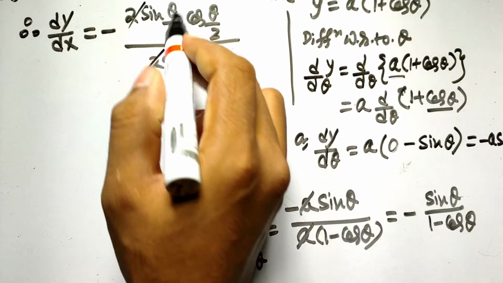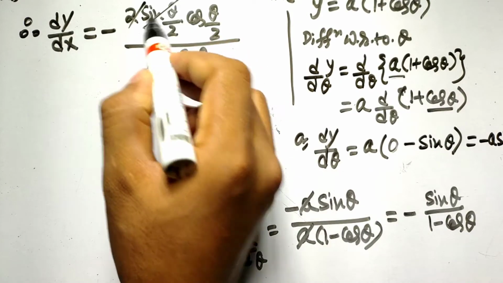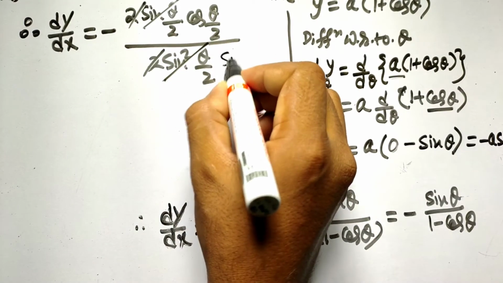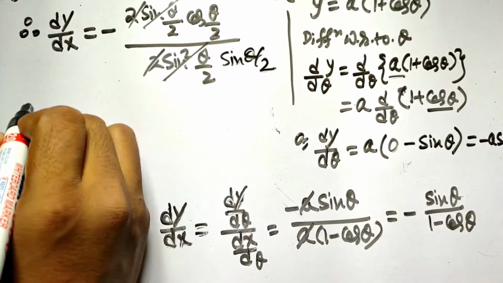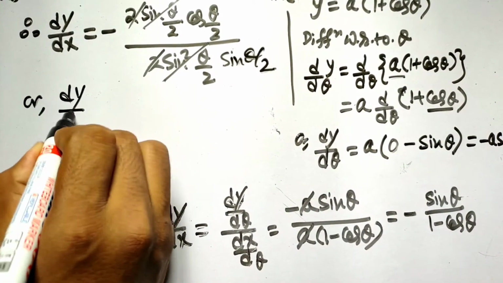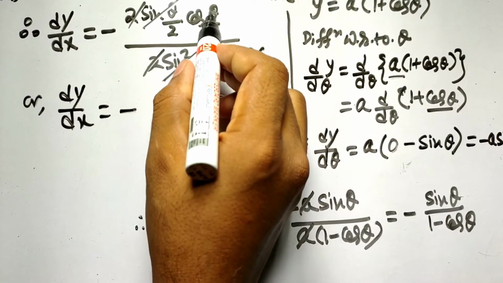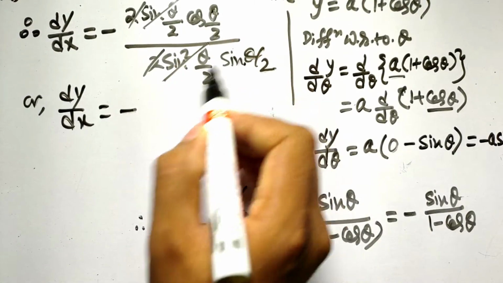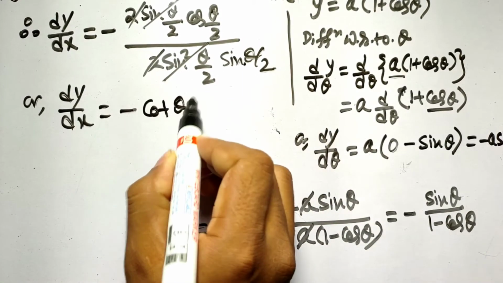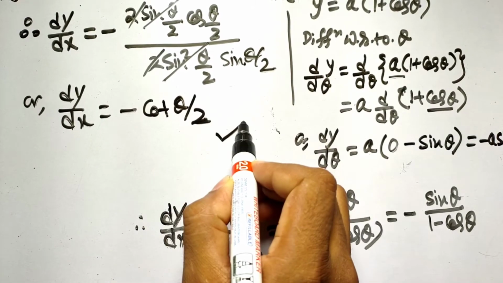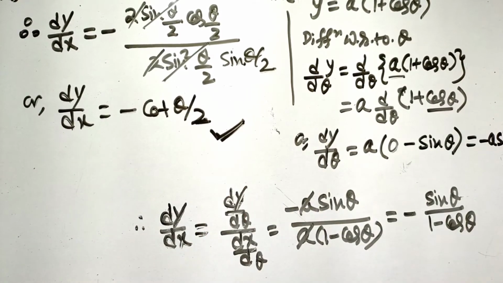So 2 cancels, and you can cut sin theta by 2. So the dy dx value is minus cos theta by 2 divided by sin theta by 2, that is cot theta by 2. You have to simplify up to this. Okay, this is your final answer.